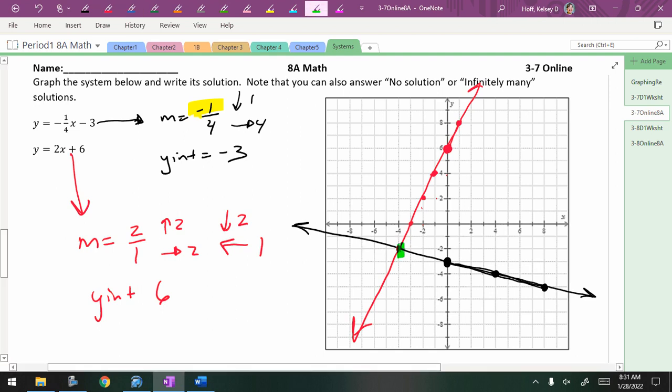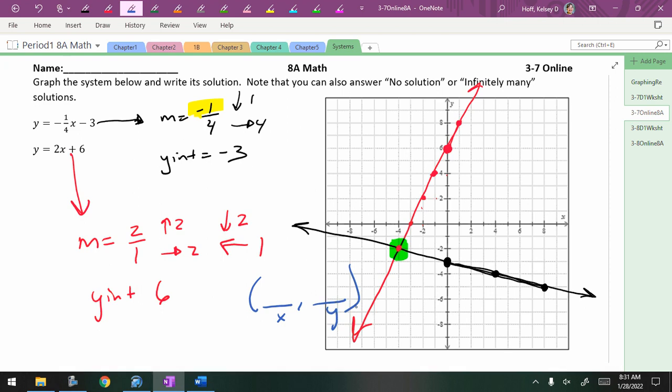Everybody take a minute and write down the X, comma, Y location of that point. Write down what that location is.